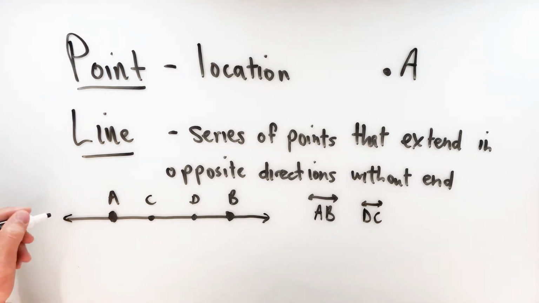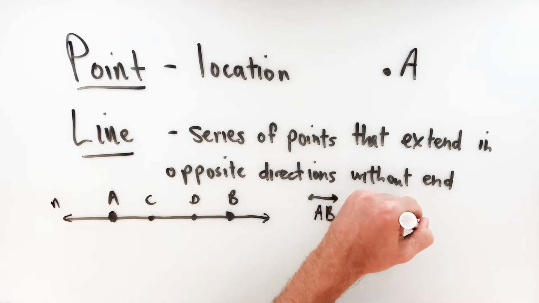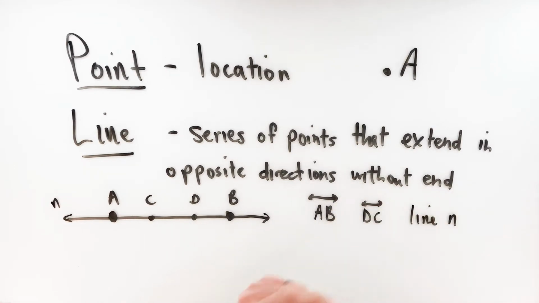Another way you might see it, if you see a little lowercase letter out to the side, like this little lowercase n, we can also denote this as just line n. Either of these ways, and many more, are perfectly acceptable ways to name a line.